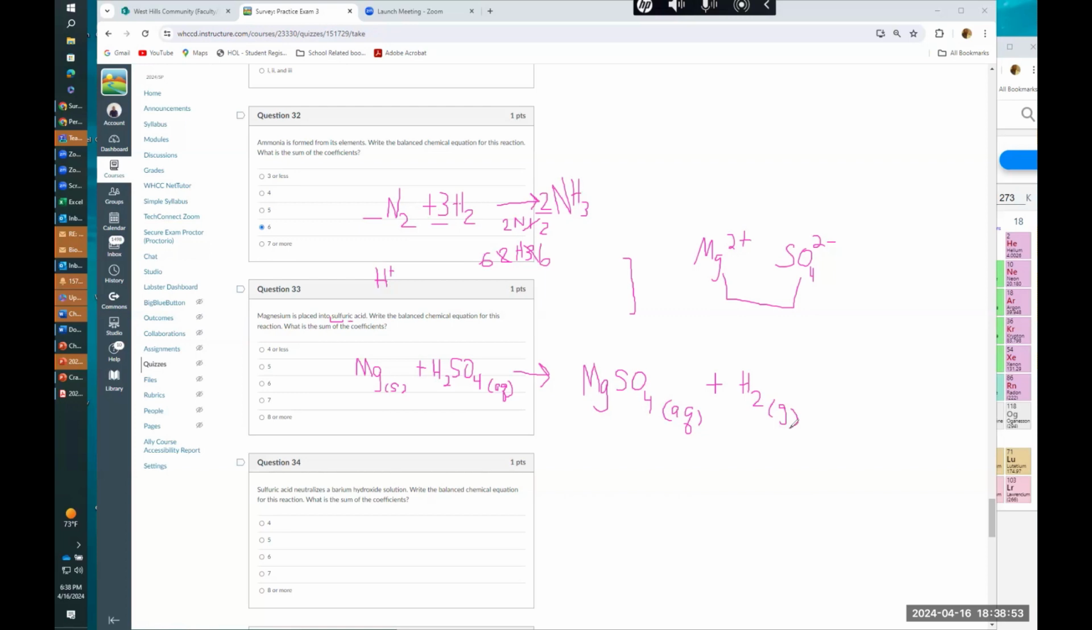Now we have to balance the chemical equation. I think it's already balanced. I was just looking at the product side. So how many coefficients do we have? One, two, three, four. So the sum of our coefficients is 4.